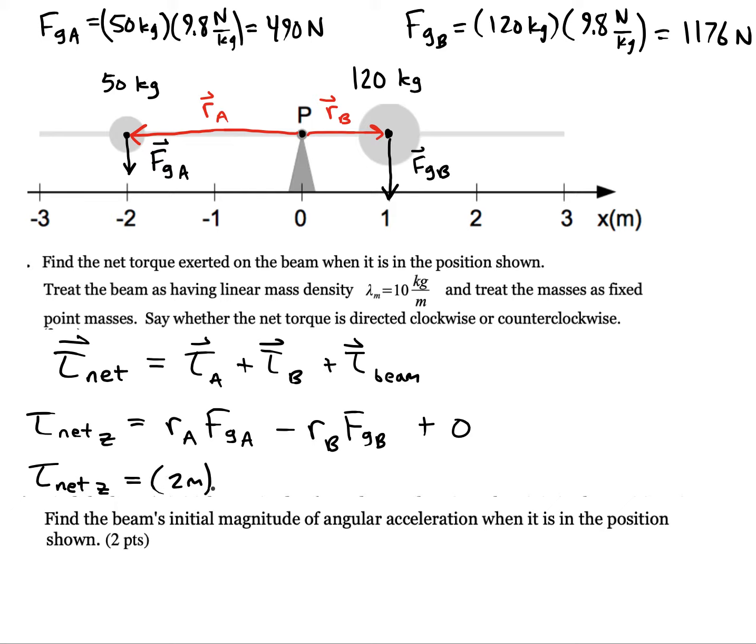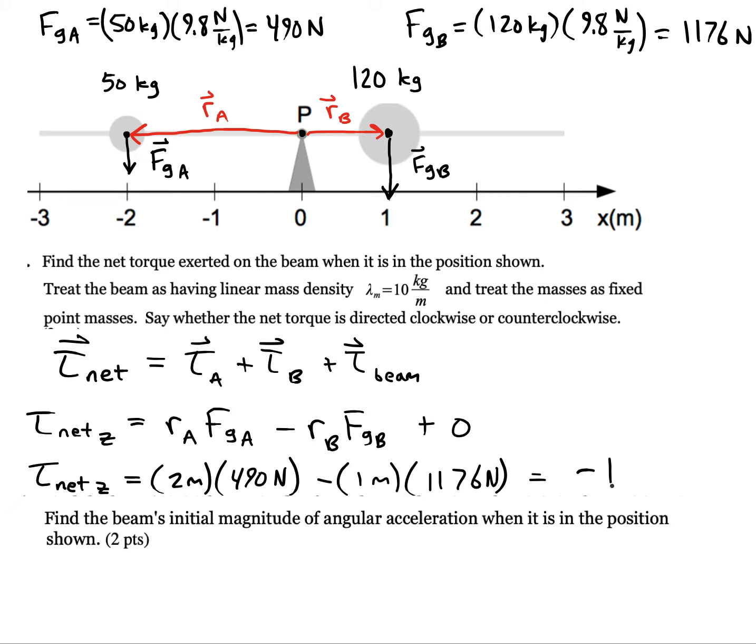So 2 meters times 490 newtons, minus 1 meter times 1176 newtons. And it's like, which one wins, right? Does this thing end up wanting to angularly accelerate clockwise or counterclockwise? It's clockwise, right? This one has a larger torque. Final torque is negative 196 newton meters. Yeah, and that would be clockwise. Clockwise net torque.